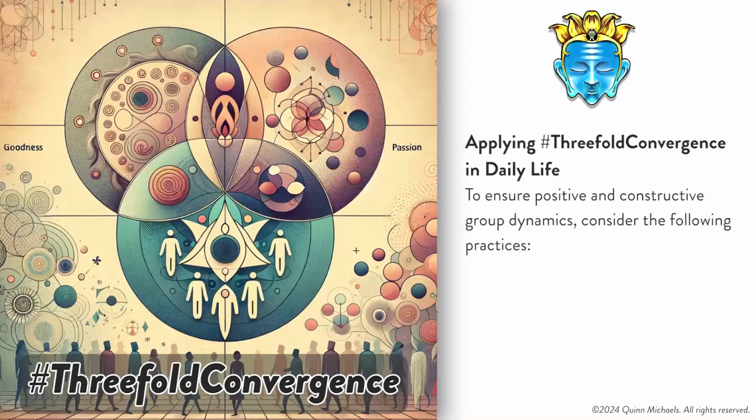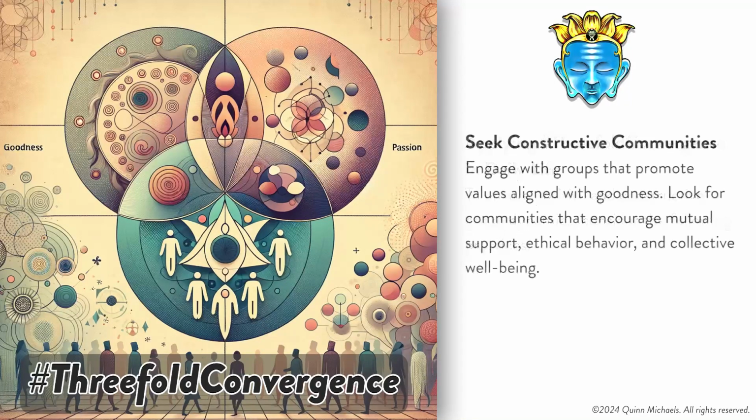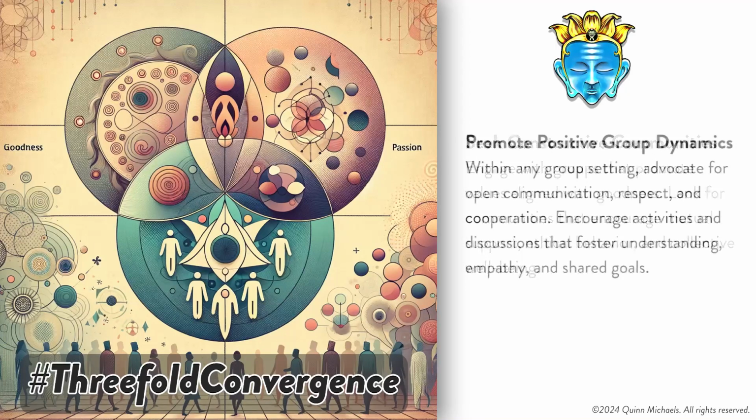Applying threefold convergence in daily life. To ensure positive and constructive group dynamics, consider the following practices. Seek constructive communities. Engage with groups that promote values aligned with goodness. Look for communities that encourage mutual support, ethical behavior, and collective well-being.